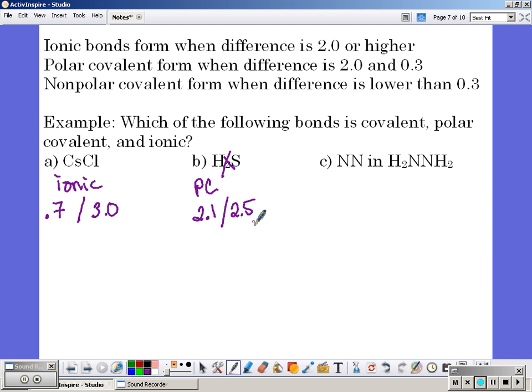Now, again, we're just looking at the bond, so it's specifying for us to look at the bond between the two nitrogen atoms, so we can ignore the hydrogens here. Now, that's the same element. So this would be a pure covalent or nonpolar covalent because both of them would have a value of 3.0, so the difference would be 0.